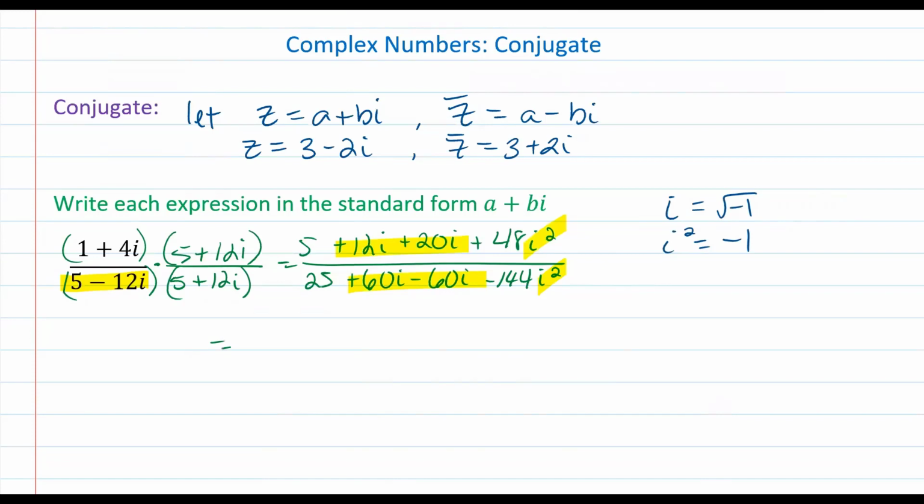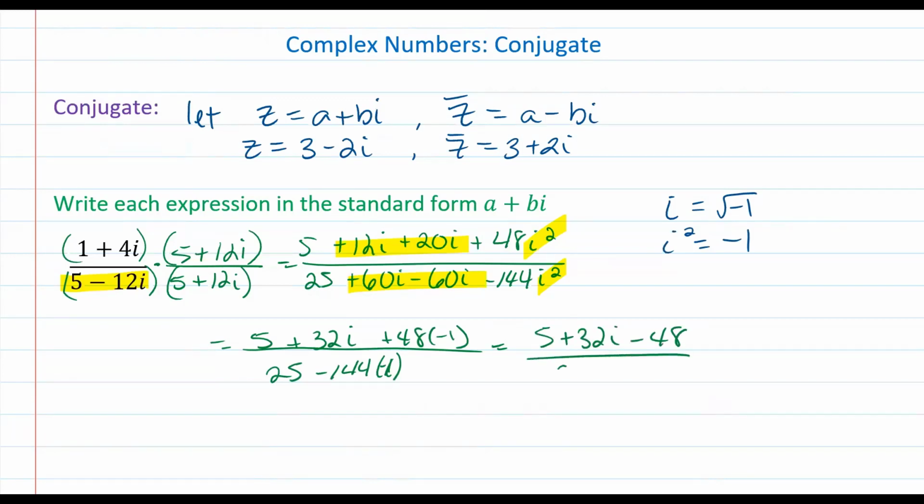So what we have in the numerator is 5 plus 32i plus 48 times negative 1, over 25. Now what we notice here is the positive 60i and the negative 60i give you a difference of 0, so we don't even include those. So we have minus 144 times negative 1. Okay, let's keep it going then, and we have 5 plus 32i and then minus 48, over 25 plus 144.